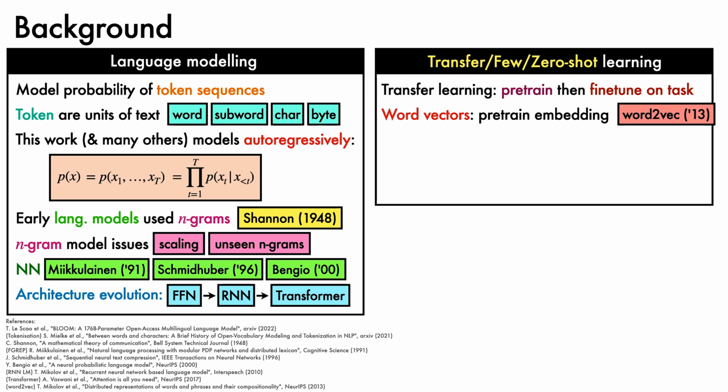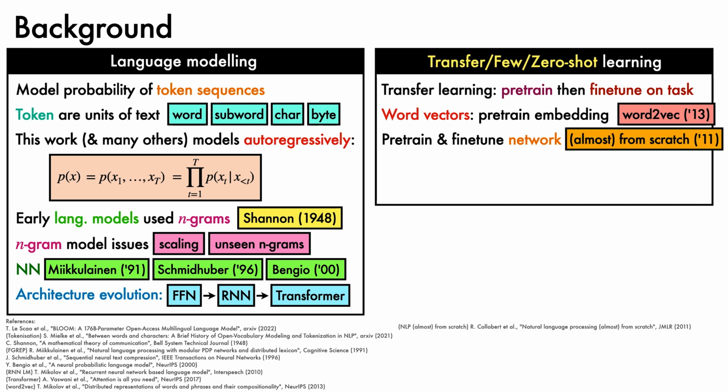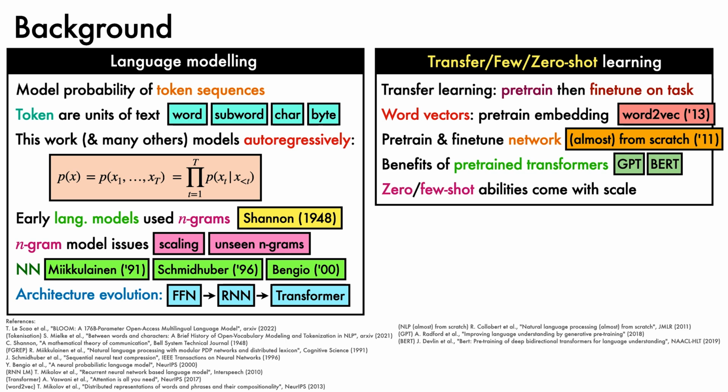However, there has been a transition towards an alternative approach that pre-trains and fine-tunes the entire network, as studied in the NLP (almost) from scratch framework of Collobert et al. In this latter vein, the particular benefits of pre-training transformers for transfer learning were highlighted by GPT and BERT. Later work has shown that zero-shot and few-shot abilities emerge from these models as they increase in scale, a finding that is particularly associated with GPT-2 and GPT-3, but has also been reported in other work.